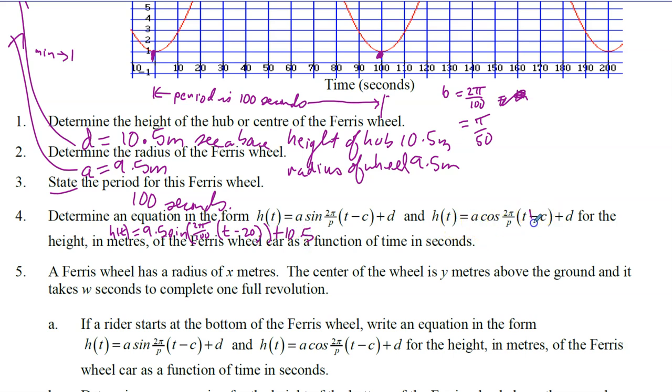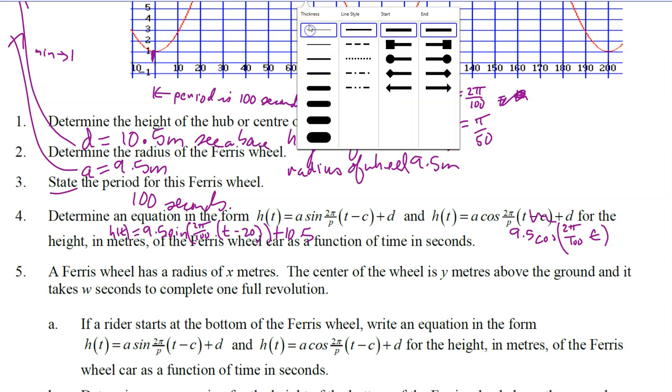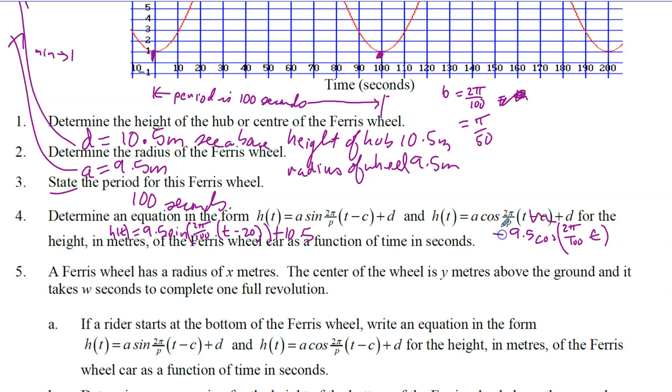As a cosine function, there's no phase shift. So h of t is equal to 9.5 cos 2 pi over 100 t. Okay, it didn't say. So actually, I'm going to make that negative. I'm going to clean that up. So h of t equals negative 9.5 cos 2 pi over 100 t plus 10.5.